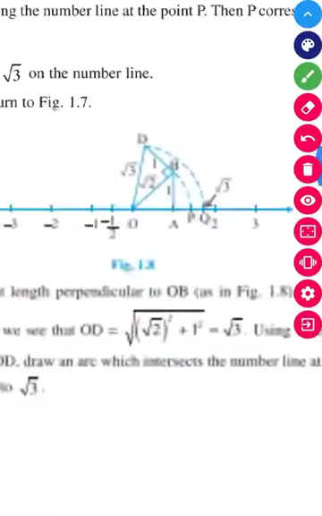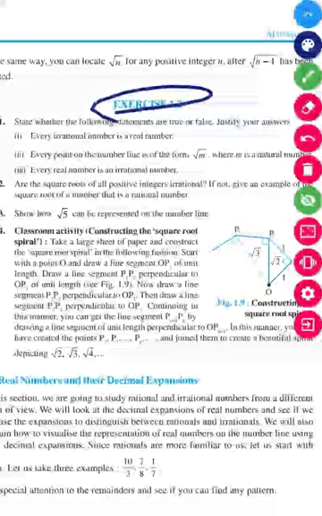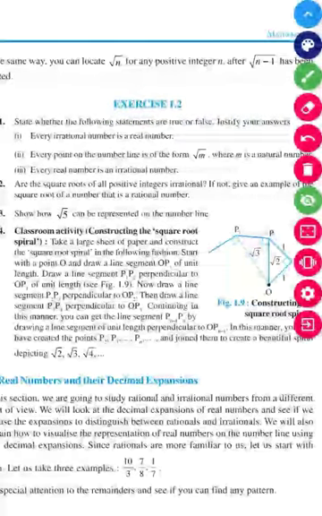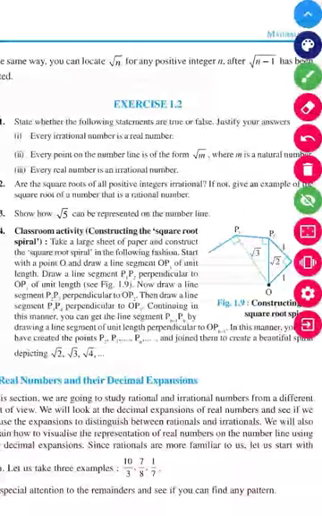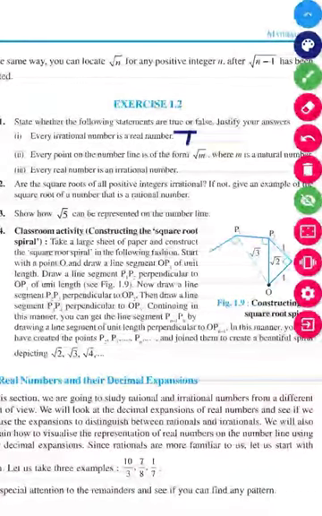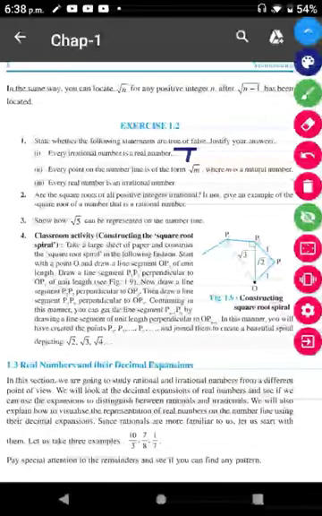Now let's memorize all the things by solving our exercise 1.2. First question is here. Every irrational number is a real number. That's true. That means irrational numbers and rational numbers together form the real number. That is why it is true.